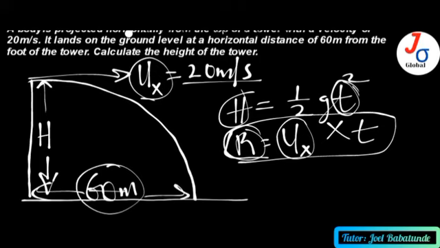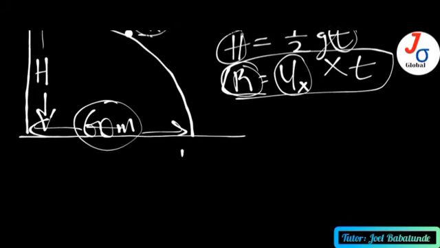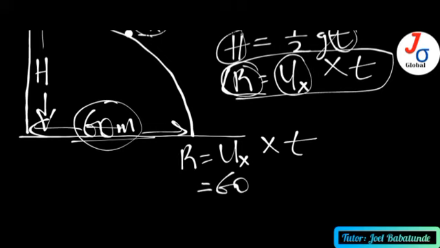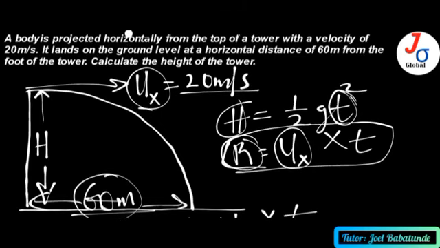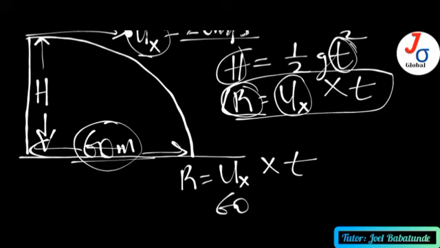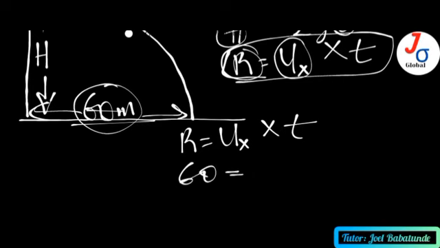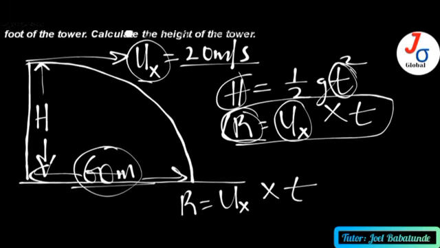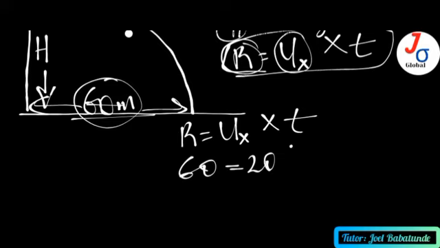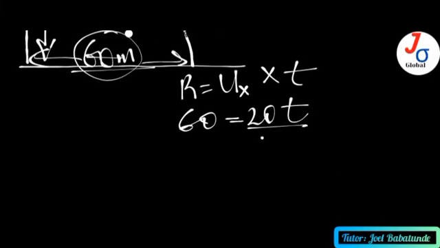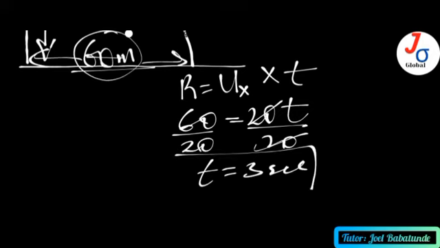Okay, so let me use that formula. I'm using r equals u sub x multiplied by t. When r is actually 60, that equals u sub x, which is 20 meters per second, multiplied by t, that's 20t. Divide both sides by 20, what do you get? So my t now becomes 60 divided by 20, which is 3 seconds. So the time of flight is actually 3 seconds.